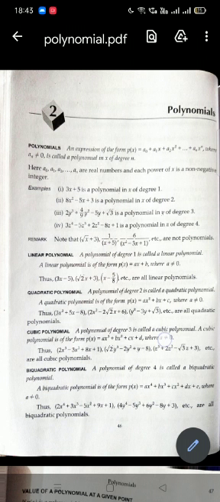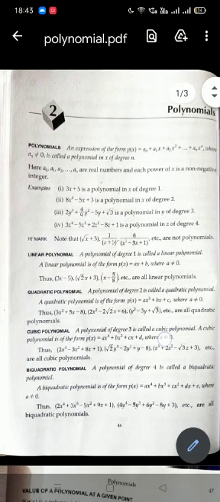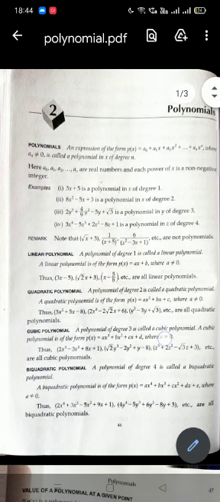So what is the degree of a polynomial? The degree of a polynomial is the highest degree of the variable. The highest degree of the variable is known as the degree of the polynomial. And in the written algebraic expression p(x), what is the highest degree? The highest degree is n. So the degree of this polynomial p(x) is n.